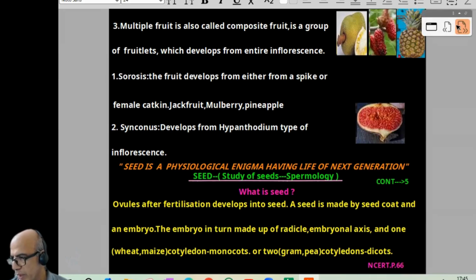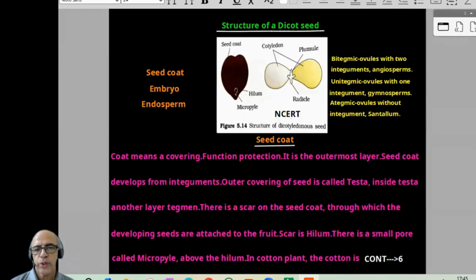Now we have to analyze two types of seeds: structure of dicot seed and structure of monocot seed, just like embryogeny. There are three basic terms: seed coat, embryo, endosperm. Now, on the picture, I put certain words. Bitegmic: ovules with two integuments, as in angiosperms. Unitegmic: ovules with one integument, as in gymnosperms. And ategmic: ovules without integument, as in parasitic plants like Santalum, the sandal tree.